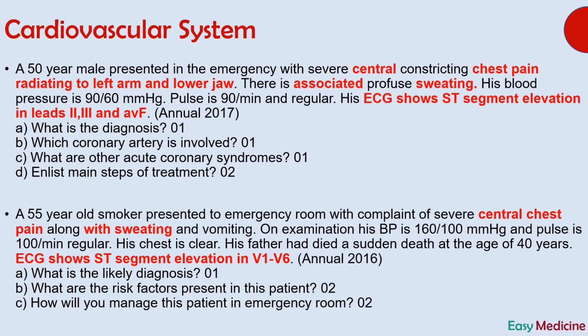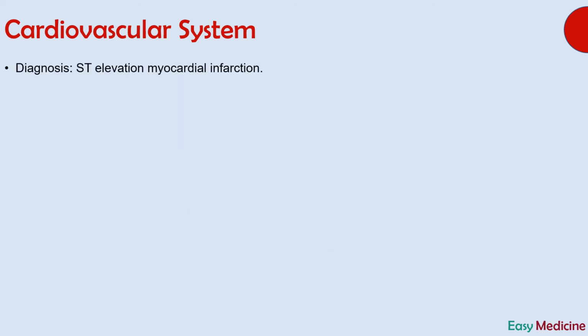In the second scenario, ST elevation is seen in leads V1 to V6. These leads are anterior chest leads, and ST elevation in these leads means that the anterior wall of the heart has undergone infarction. And as I have just discussed, the anterior wall of the heart is supplied by the left coronary artery. So whenever you see ST elevation in leads V1 to V6, it means the left coronary artery is involved and the anterior wall of the heart has undergone infarction. I hope it is clear now. Let's see the answer. Here, see, the answer is ST elevation myocardial infarction.